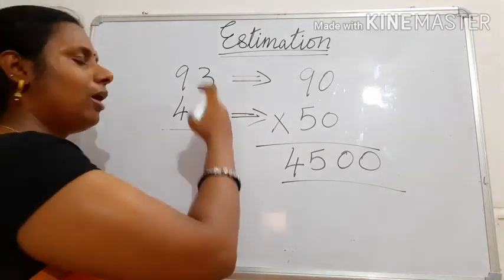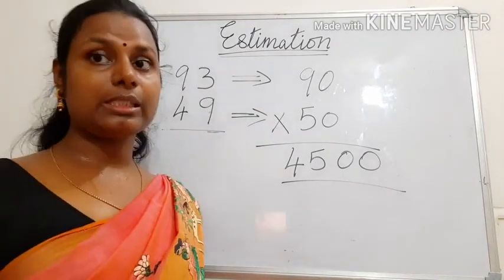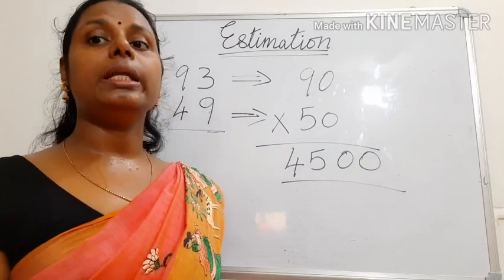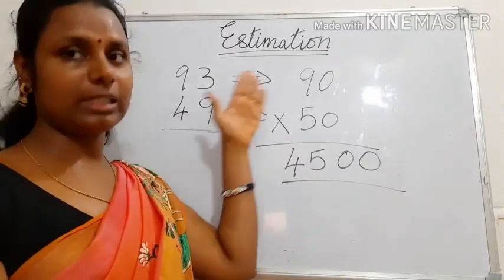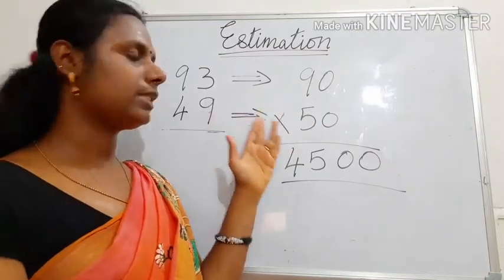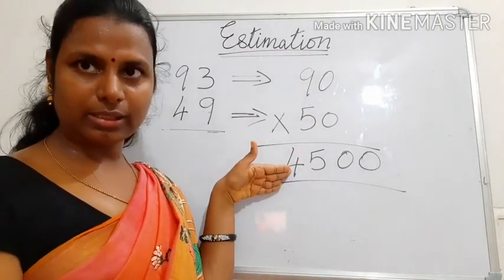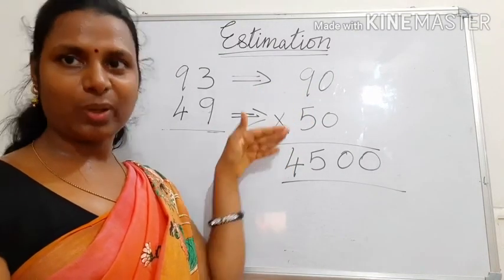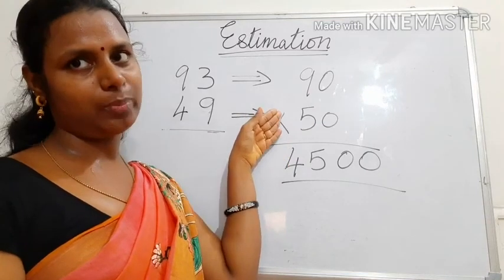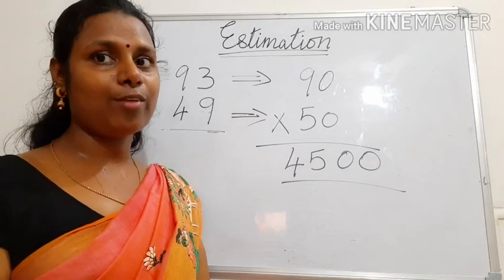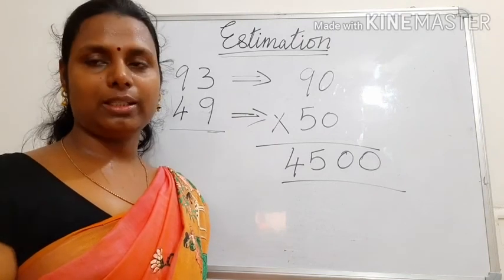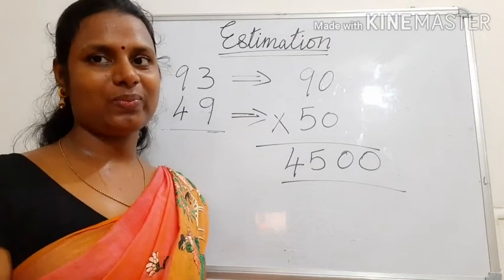Okay, now you have done the nearest 10. The same thing you have to do for the nearest 100 and nearest 1000 also. First you have to estimate. Then if it is addition, you have to add. If it is subtraction, you have to subtract. If it is multiplication, you have to multiply. But the only thing is, you must be very careful when you estimate the numbers. Okay, thank you.